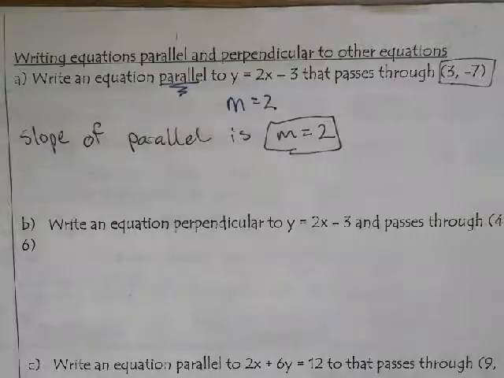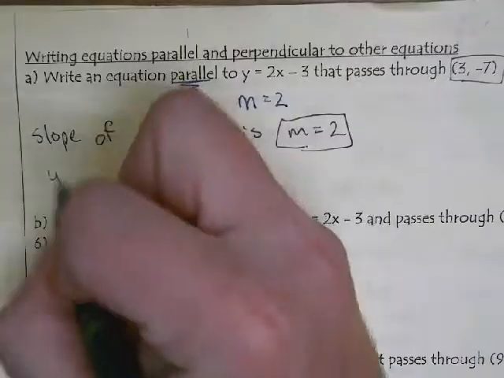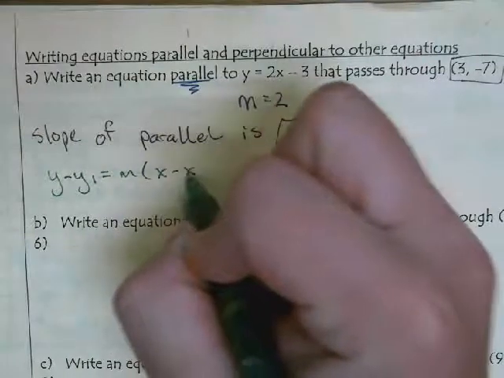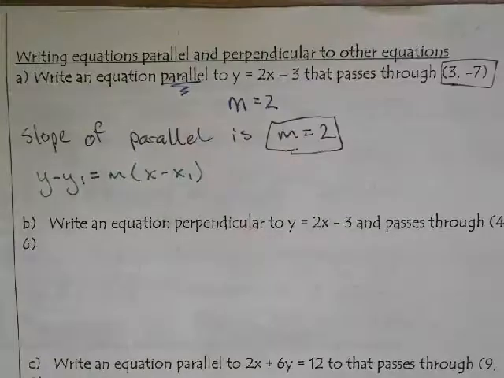Use the words. A point and a slope is our point-slope form. So let's review what that is. We have our y minus y1 equals m times x minus x1. We plug everything in and we're done.